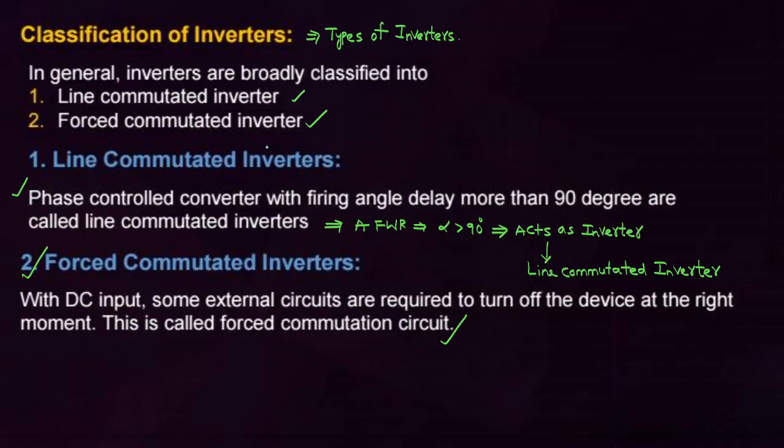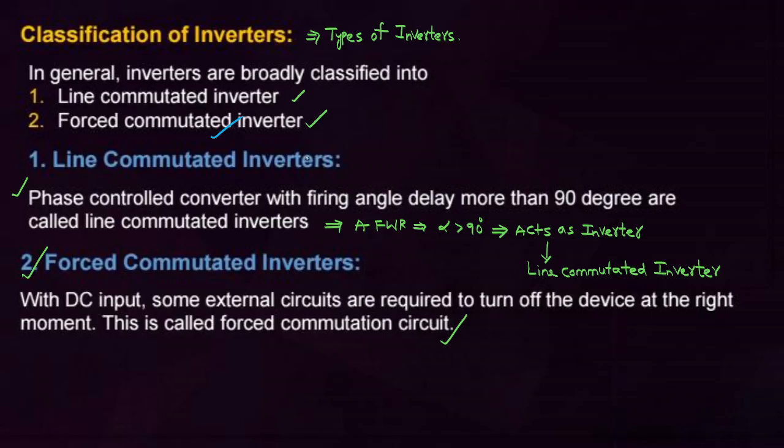And what is the classification of inverters? In general, inverters are classified into line commutated inverter and force commutated inverter. But the point you have to remember, friends, inverter is nothing but a force commutated inverter only. If it is given line commutated inverter, then only you take the line commutated inverter. I told already, line commutated inverter actually is not an inverter circuit, it is a rectifier circuit. Rectifier with alpha greater than 90 degrees. Full wave rectifier with alpha greater than 90 degrees acts as the inverter.